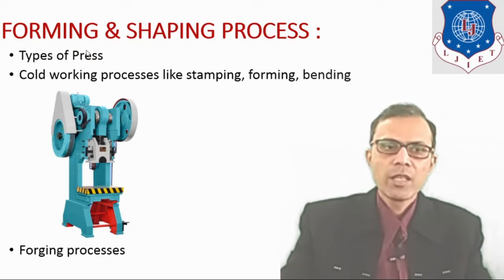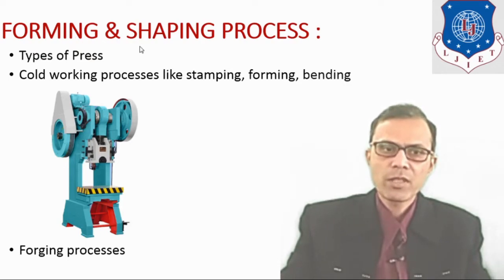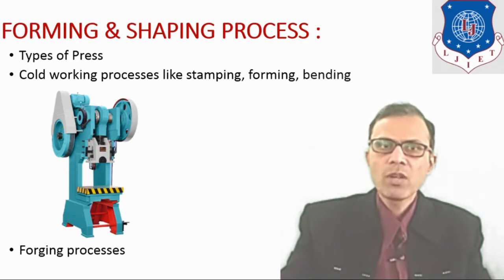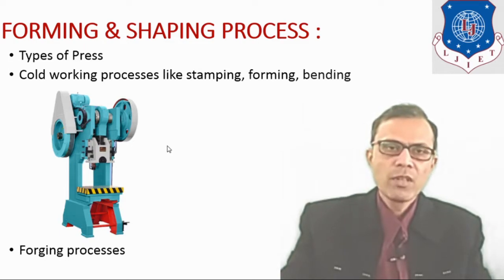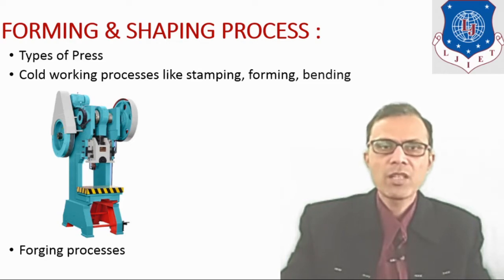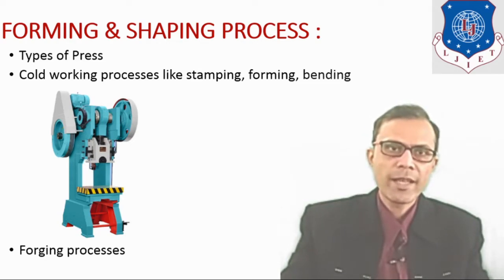Next chapter is forming and shaping process. Here you have to study types of the press and some cold working processes like stamping, blanking, forming, bending, forging, etc. The machine tool which is used is known as a press machine, and punch and die is the tool which is used to perform the necessary operation. The capacity of this machine is defined in terms of the ton. So it may have 5-ton capacity, 10-ton capacity, like that.